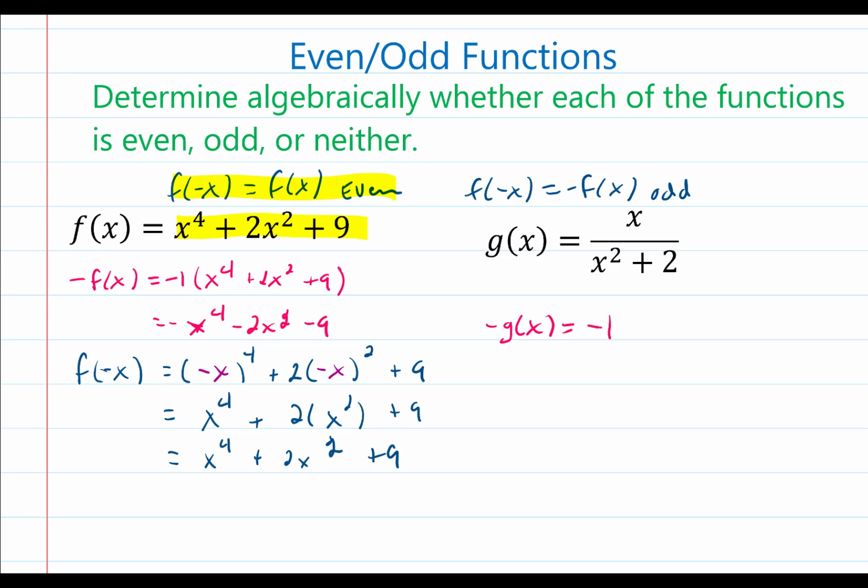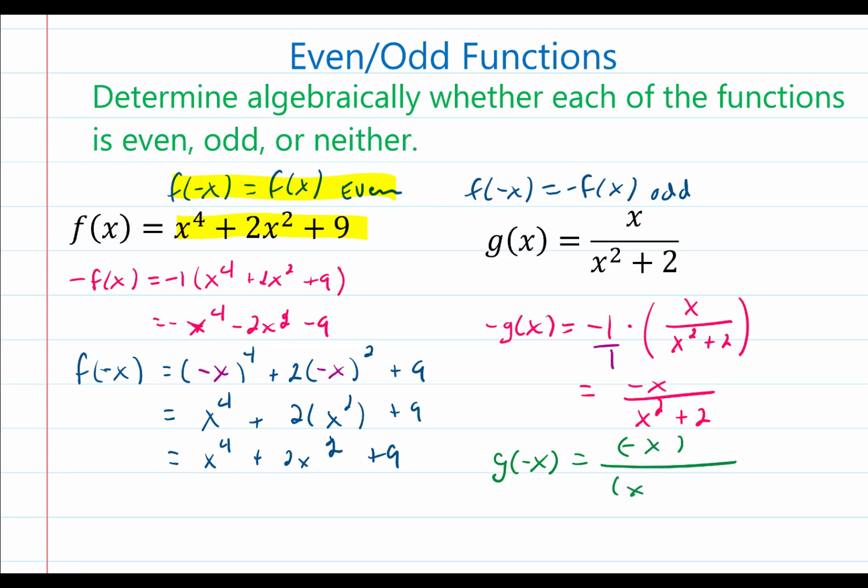This means I'm going to take negative 1 times that ratio of x over x squared plus 2. As a reminder, what I'm really doing is I'm taking negative 1 over 1 and I'm multiplying two fractions, which means I'm multiplying across. I will get a product of negative x in the numerator and x squared plus 2 in the denominator. Now I'm going to go ahead and find g of negative x. This means I'm going to replace the variable x with the expression negative x. So I have negative x in the numerator and negative x quantity squared plus 2 in the denominator.